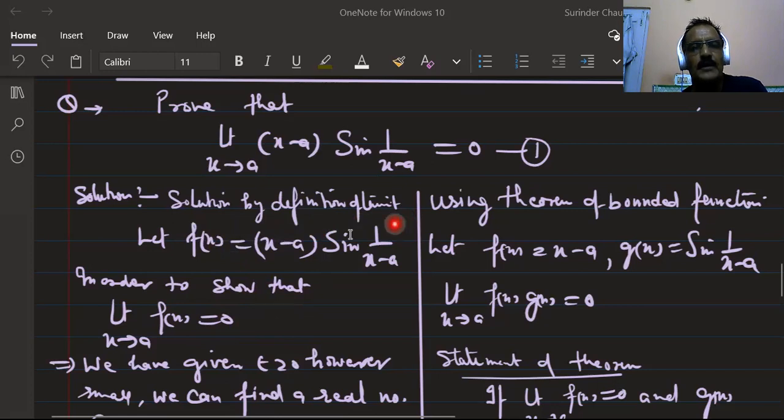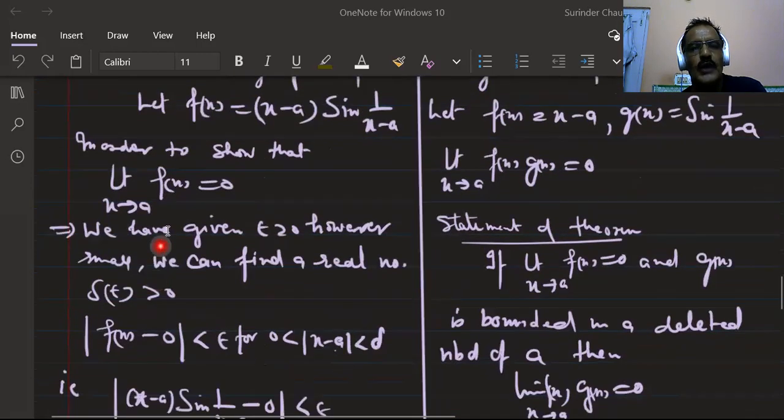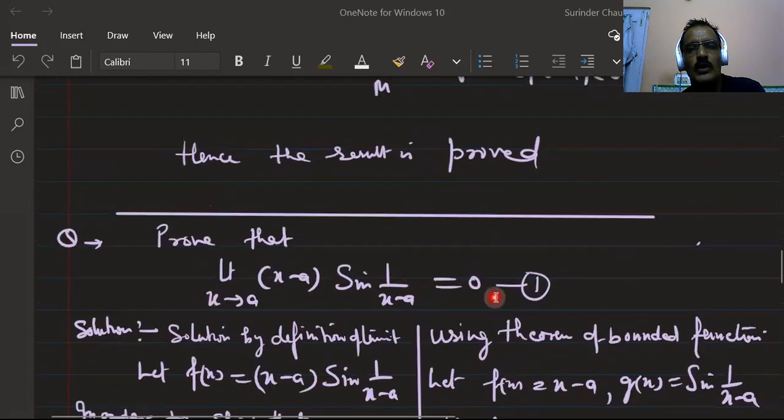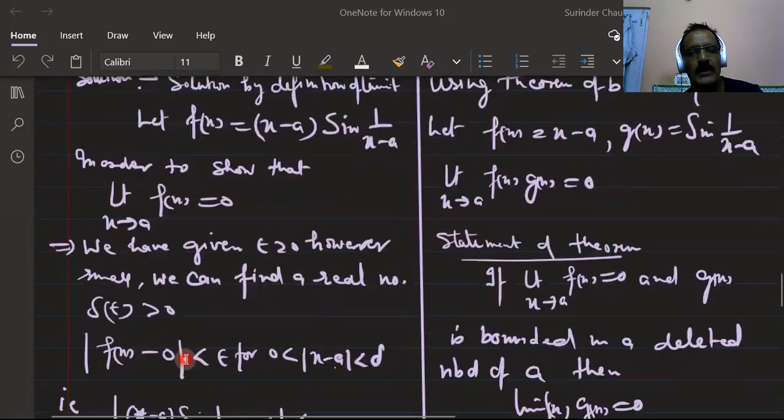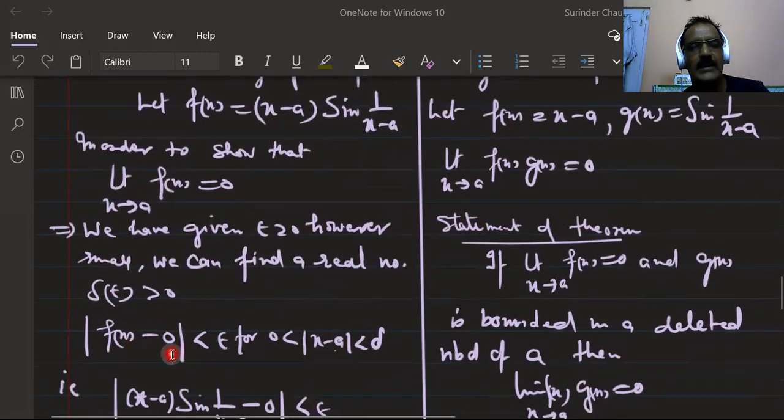Solution by definition method. Now f(x) is the given function. In order to show that the limit of this as x approaches a of f(x) is equal to 0, we have to show that for a given epsilon greater than 0, we can find a positive number delta depending on epsilon such that |f(x) - 0| is less than epsilon for all 0 < |x - a| < delta.